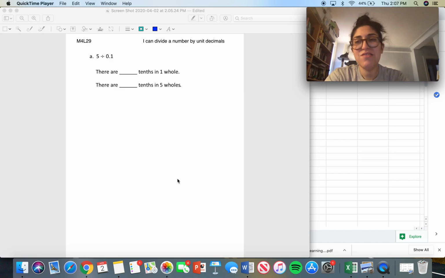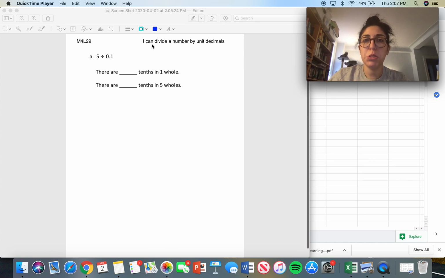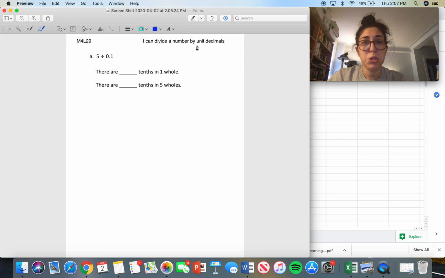Hey scholars, so our math lesson for the day is going to be Module 4, Lesson 29, and the objective, what we're trying to learn how to do today, is figure out how to divide a number by unit decimals. Unit decimals, by the way, just means something that's equivalent to a tenth or a hundredth.